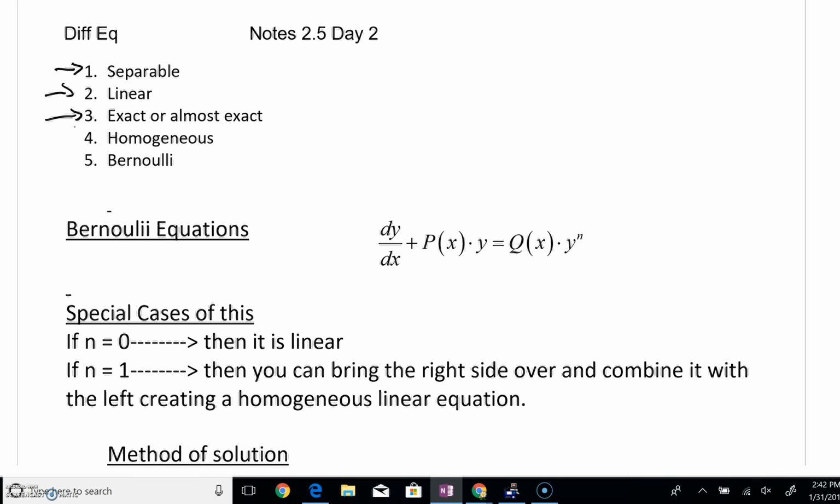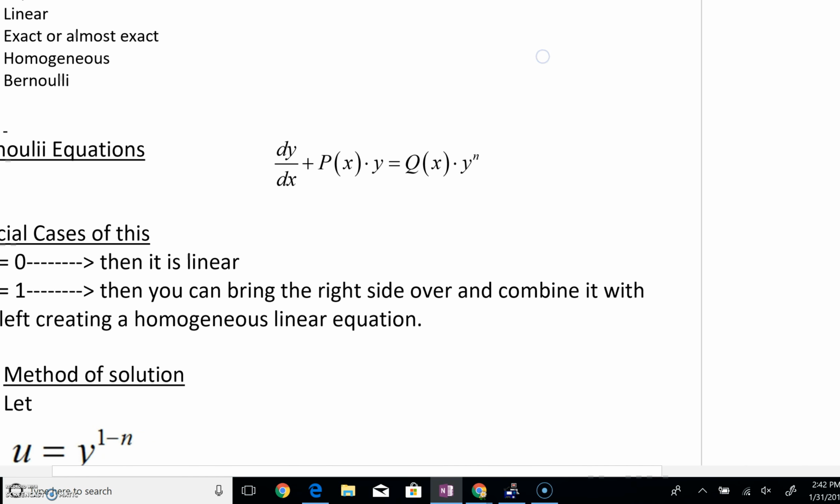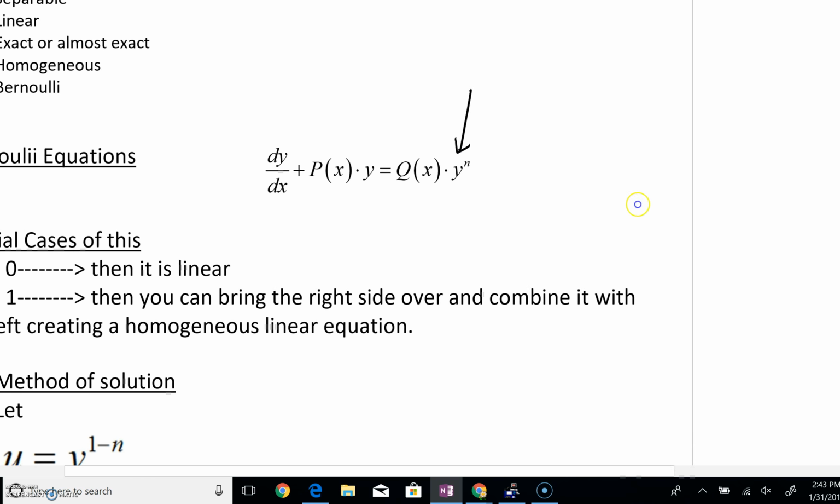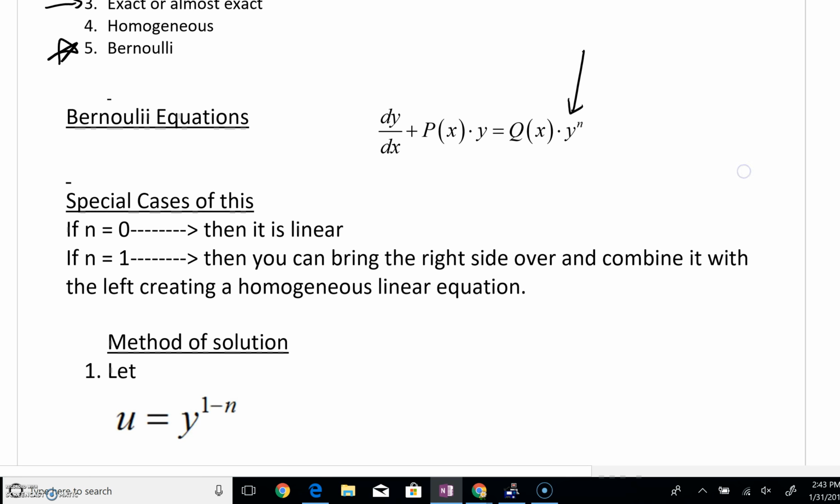Yesterday we dealt with the homogeneous differential equations. Today we deal with Bernoulli differential equations. A Bernoulli differential equation is going to be such that you'll have dy dx plus p of x times y equals q of x. We're used to just seeing that stop there, but if you have y to a power, y to the n, that means we've got a Bernoulli differential equation.